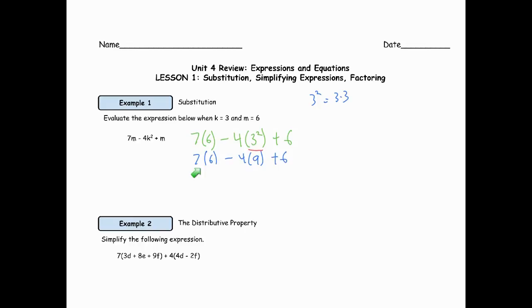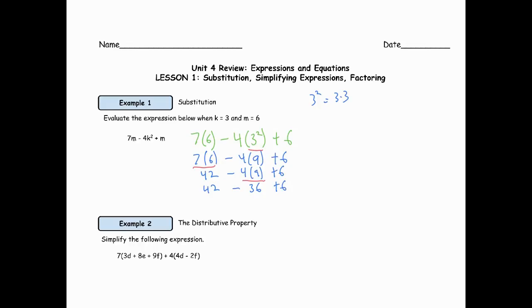And now we take a look at our expression. We have some multiplication, we have subtraction, and addition. So our next step will be to evaluate the multiplication. And 7 times 6 is 42. Minus 4 times 9. I'm going to evaluate those one at a time. And now we'll do the 4 times 9, which is 36. So rewriting the expression, we have 42 minus 36 plus 6.